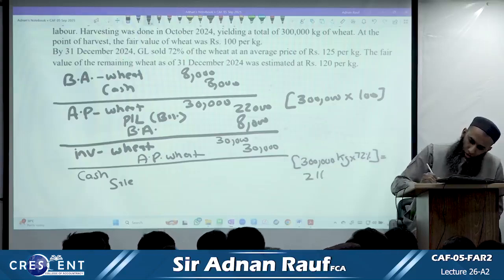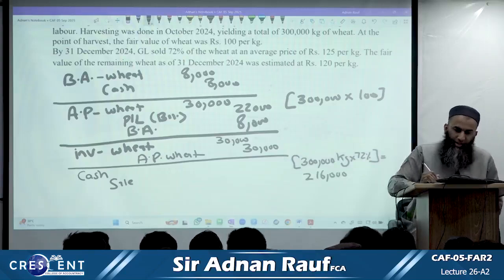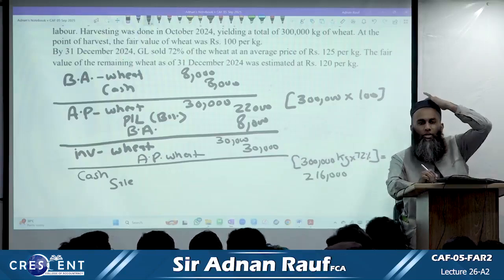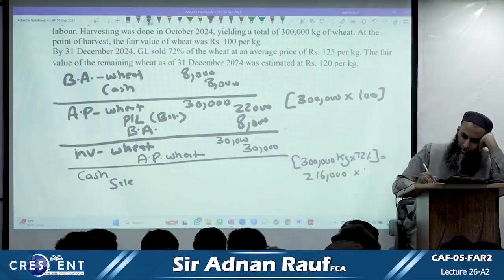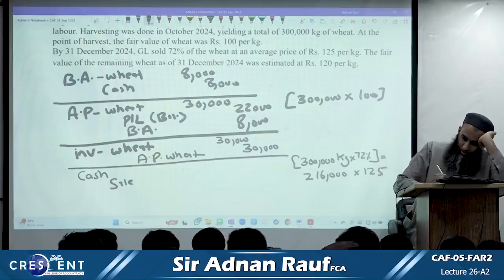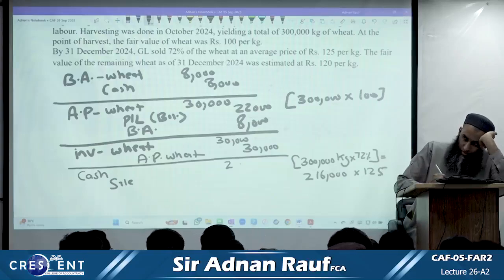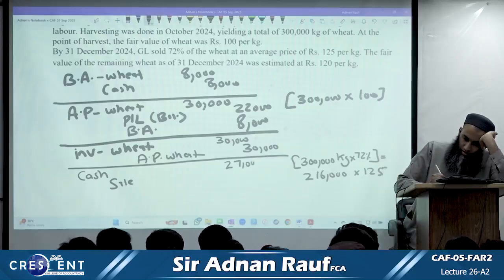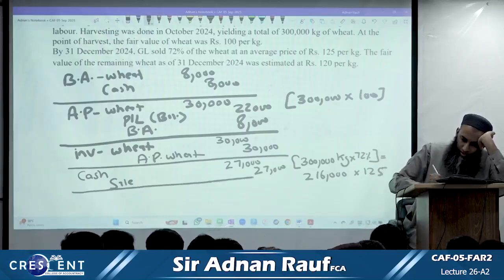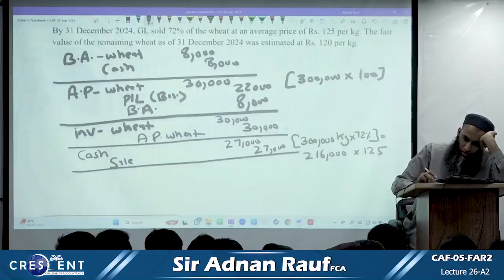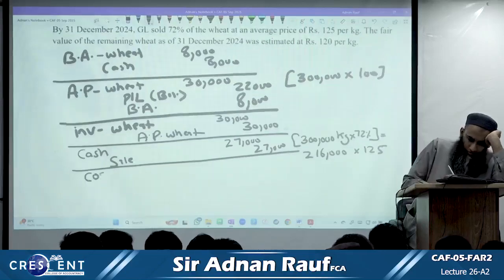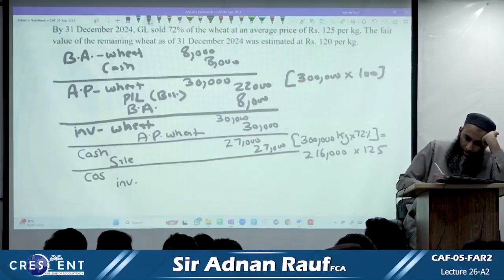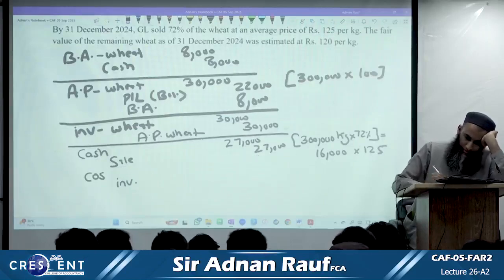216,000 kilos of wheat, what do we do? How many rupees did you sell it for? Yes, tell me the answer. 7,000. Does anyone remember that we used to make some entries together? Cash, cost of sales debit, inventory credit.